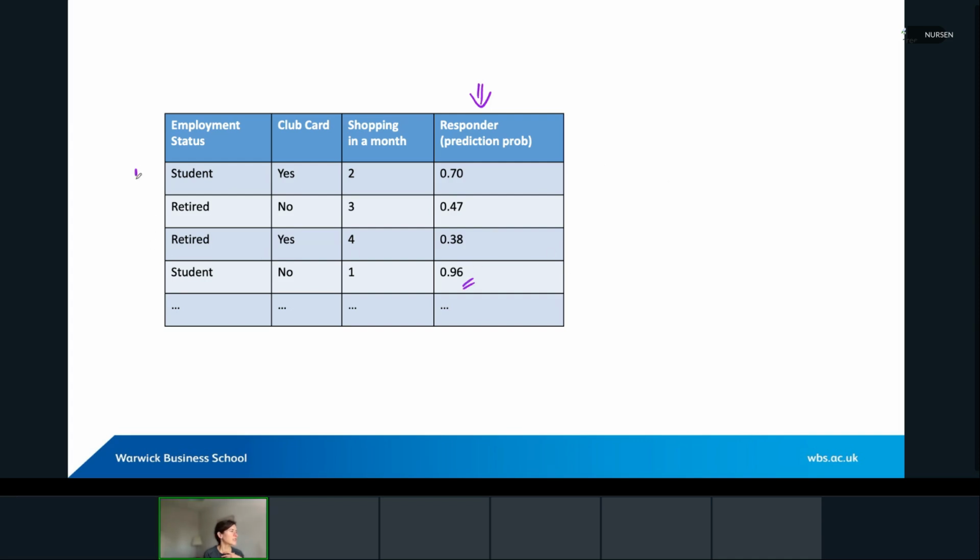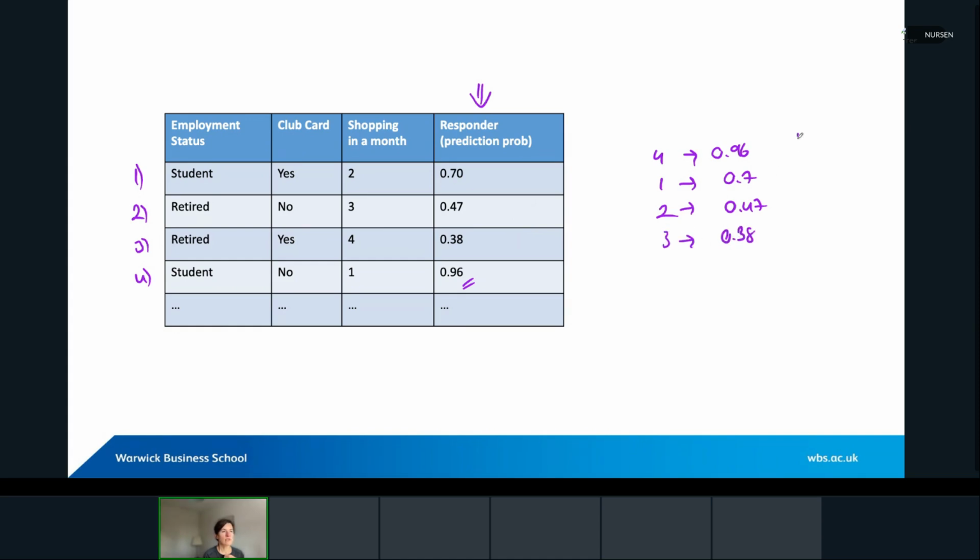So this customer, let's go 1, 2, 3, and 4. The fourth one has the prediction probability 0.96. So there's a very high chance this customer is going to respond to the campaign when we offer them. Then the first customer has a chance to respond 0.7. The second customer has a chance to respond 0.47. And the third customer is going to respond to the campaign with probability 0.38.